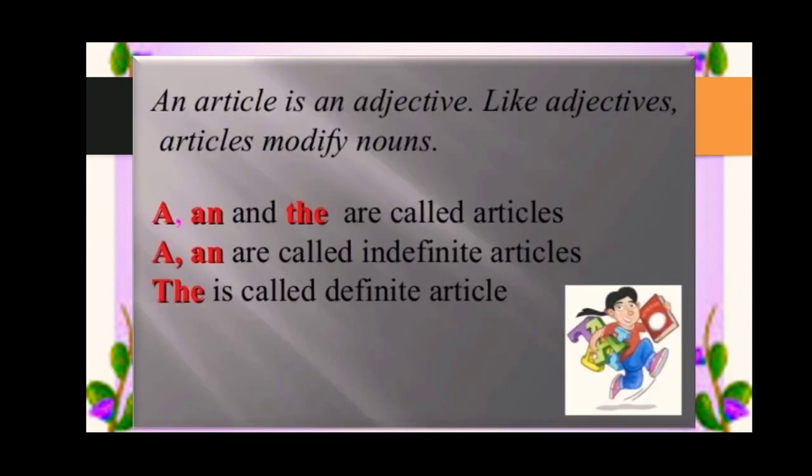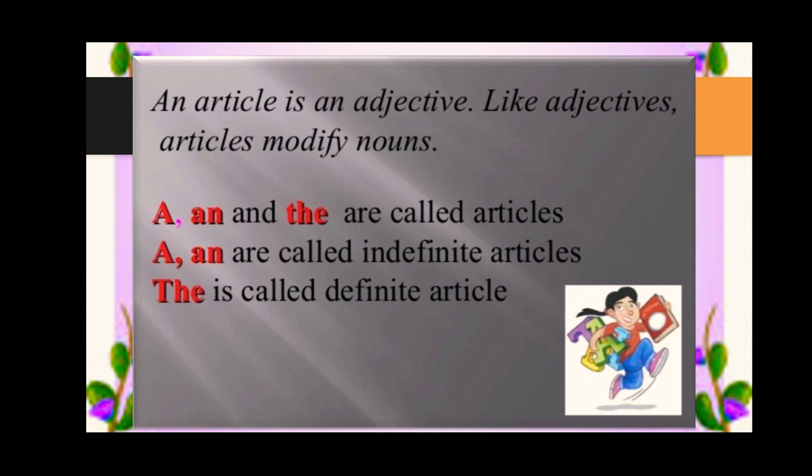An article is actually an adjective only. And what is an adjective? An adjective is a word that describes a noun or a pronoun. Or you can simply say that adjectives modify a noun. They just describe it, how is a noun. So a, an, and the are called articles.